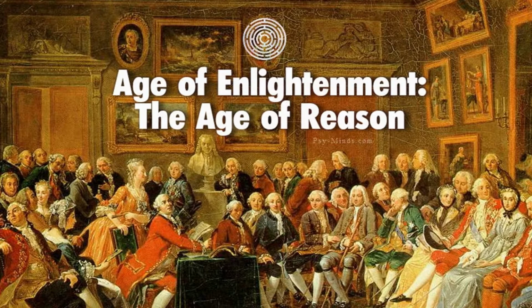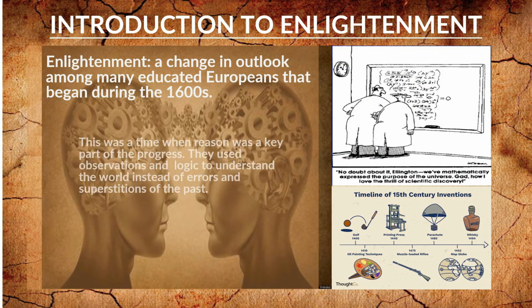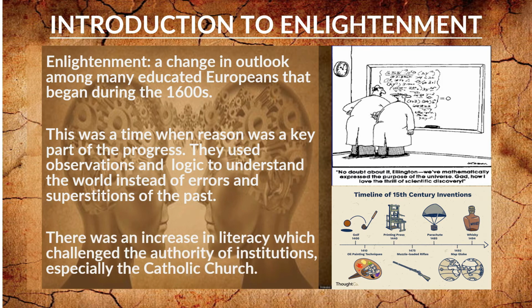The Age of Enlightenment, the Age of Reason. What does the Age of Enlightenment say? Enlightenment is a change in outlook among many educated Europeans when they used observations and logics to understand the world instead of superstitions of the past.